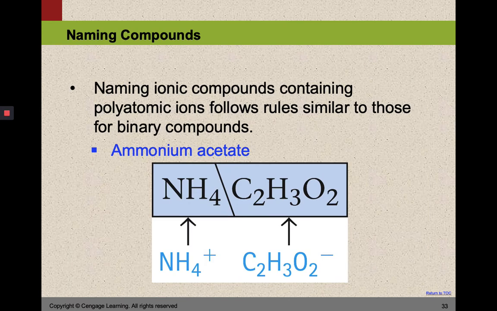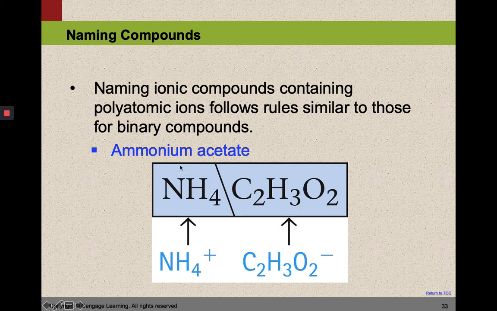So how do we name ionic compounds? Naming ionic compounds containing polyatomic ions follows rules similar to those for binary compounds. We just name the cation and then the anion.